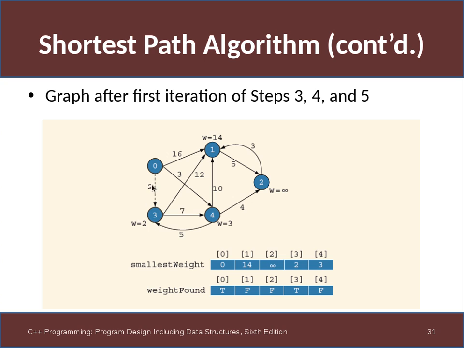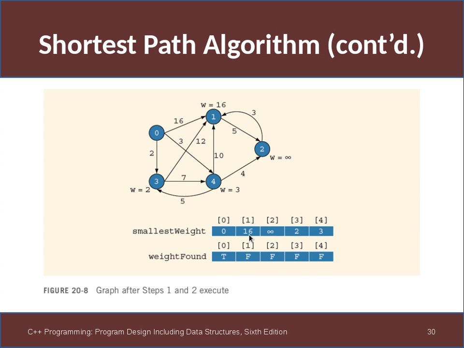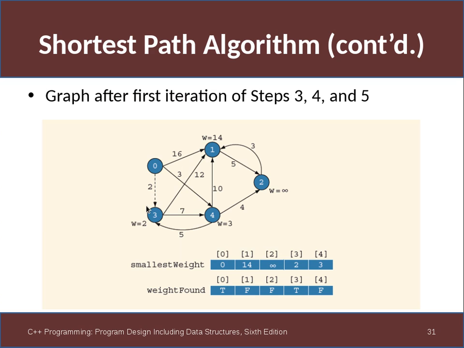You're going to say, okay, I've spent 2. If I try to go, where can I go from 3? Well, from 3 I can go to 1, and that costs 12. 12 plus 2 is 14, which is less than 16, which is what we had previously, so we're going to put that in there. From 3 we can go to 4. Well, 2 plus 7 is 9, but 9 is greater than 3, so we're going to keep that old 3. You see what it did there?